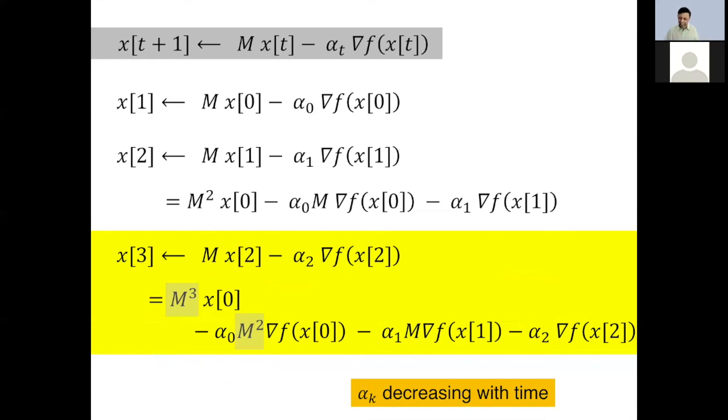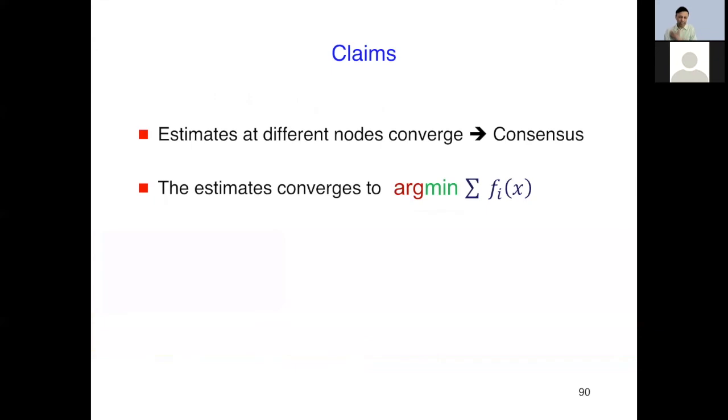It still doesn't tell you why it gives you consensus on the true minimum of the global cost function, which is sigma fi(x). But it does. And that proof I have to omit because we don't really have time for that today. But the claim is that, like I said earlier, there is consensus. All the agents' estimates of x converge to the same value. It's the same vector, and the vector happens to be argmin of the sigma fi(x).